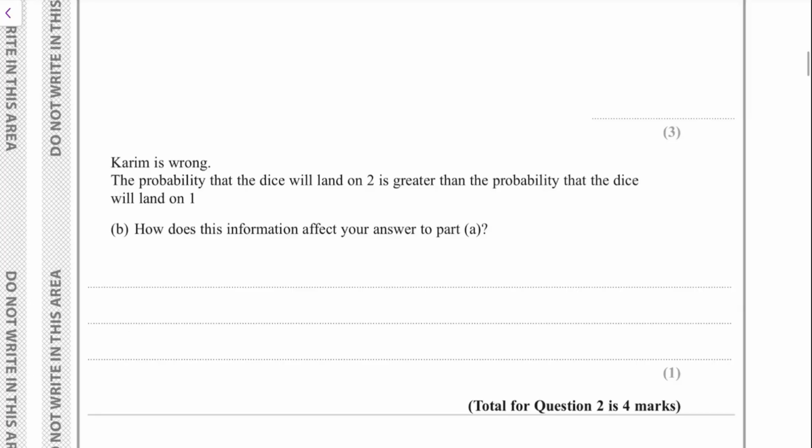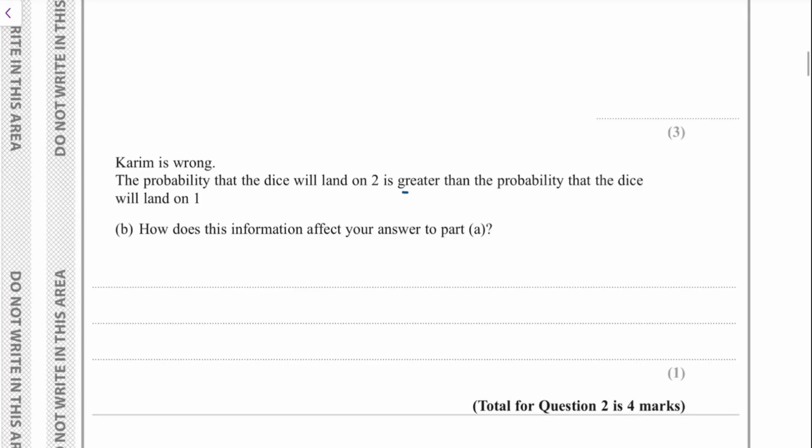Further bit. Karim is wrong. The probability of the dice will land on 2 is greater than the probability that the dice will land on 1. How does this information affect your answer? Okay, typically, this is where people lose marks. They're not good at this bit. They're not good at explaining. So you've got to try and work out what it is mathematically they're trying to get you to understand.